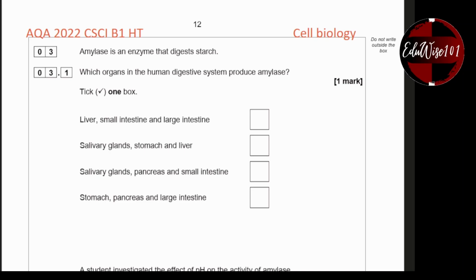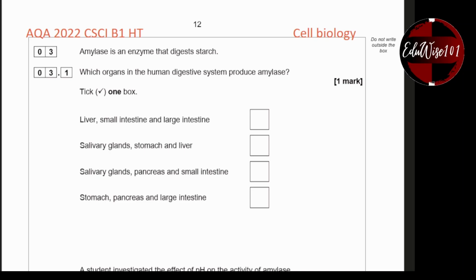In this video, I'm going to go through the AQA 2022 Combined Science Biology Higher Tier paper question number 3, which is on cell biology. Amylase is an enzyme that digests starch. Which organs in the human digestive system produces amylase? So you have liver, small intestine, and large intestine.